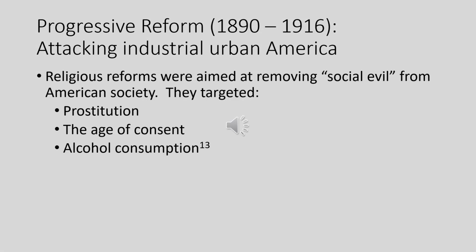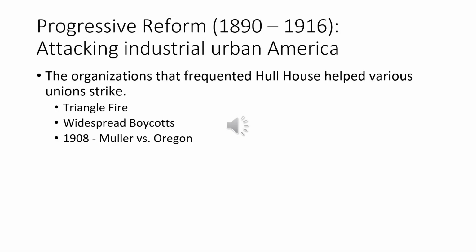So while people in social settlements were taking aim at reforming society through education and organization, the religious end of things was taking aim at social evils, things like extreme prostitution within the United States, the age of consent for marriage, and extreme alcohol consumption. Through Hull House giving a place for people to meet, this helped different unions throughout Chicago and throughout Illinois to strike or to have meetings to improve worker conditions.